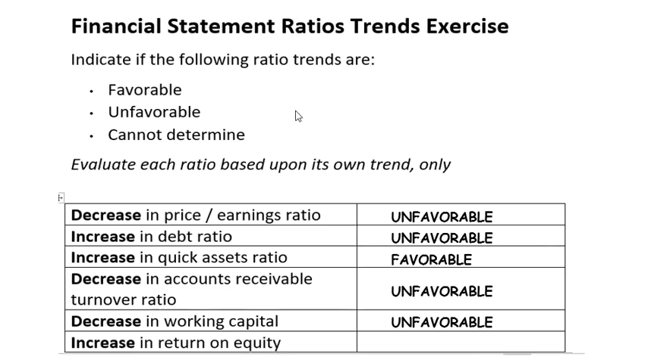And the last item is an increase in return on equity. That represents the net income of the company divided by the average equity within the company. So if your net income increases relative to your equity, that would mean you would have an increase in return on equity. And under those circumstances, you'd be increasing your net income over your average equity. So that would be a favorable trend.